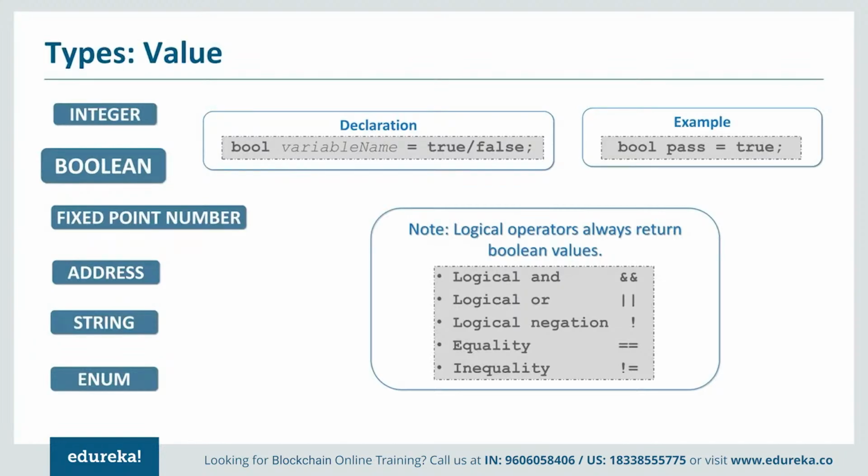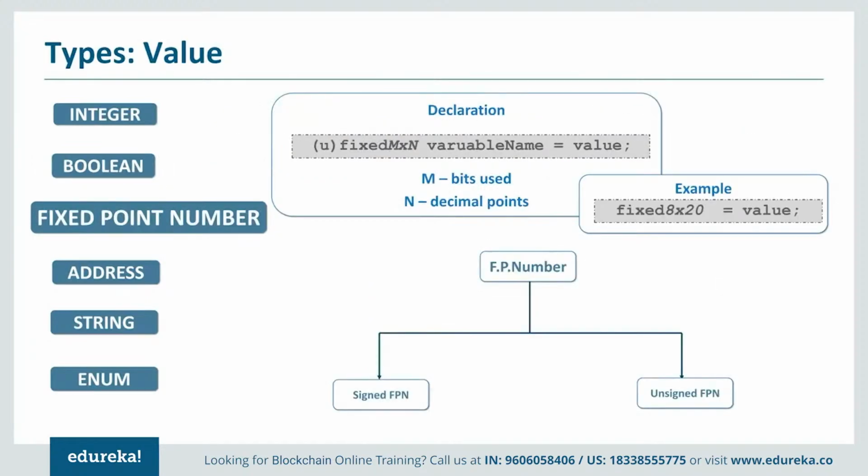So things like logical and, logical or, even negation and equality and inequality all return Boolean values. So next on our list is fixed point numbers. Fixed point numbers are not fully supported by Solidity yet. They can be declared but cannot be assigned to or from.